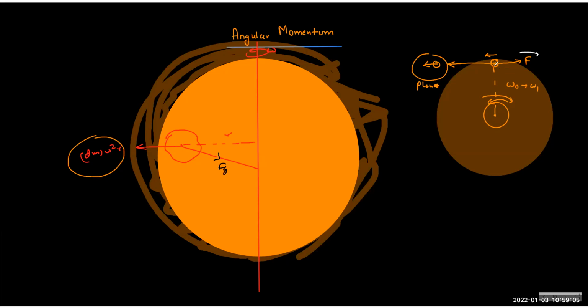This force is creating a torque about the center, F into, you can say, R. And this torque is slowing it down because it's opposite, because omega is this way and whatever is leaving this way is accelerating. So the force on the leaving mass is left, so the force on the sun will be right.